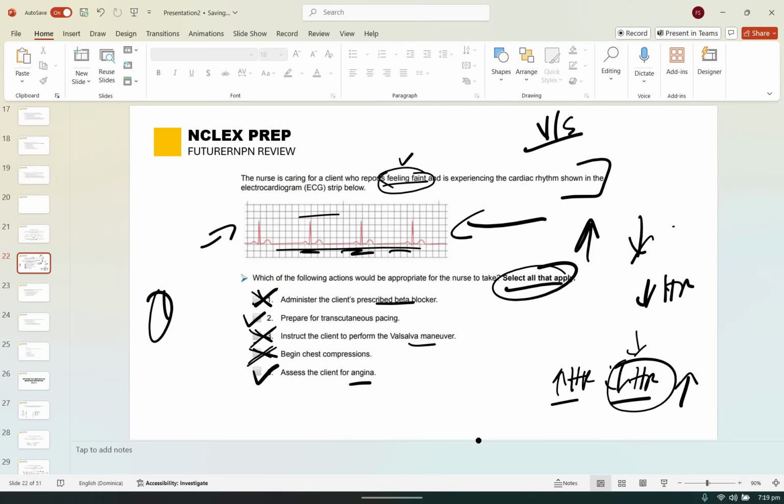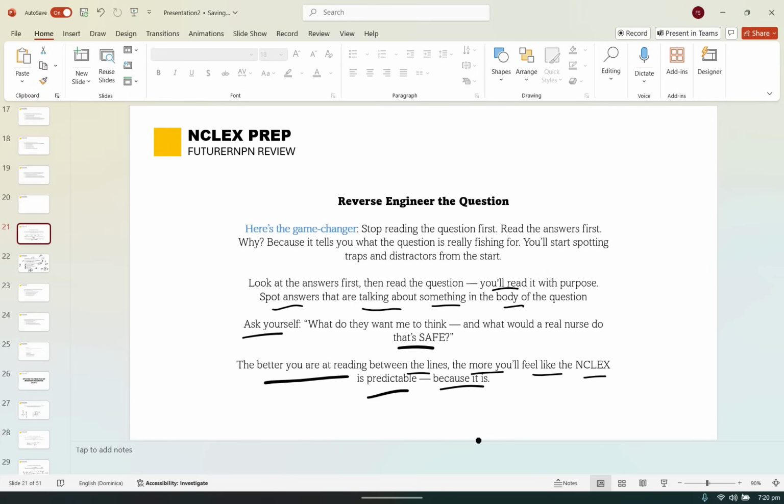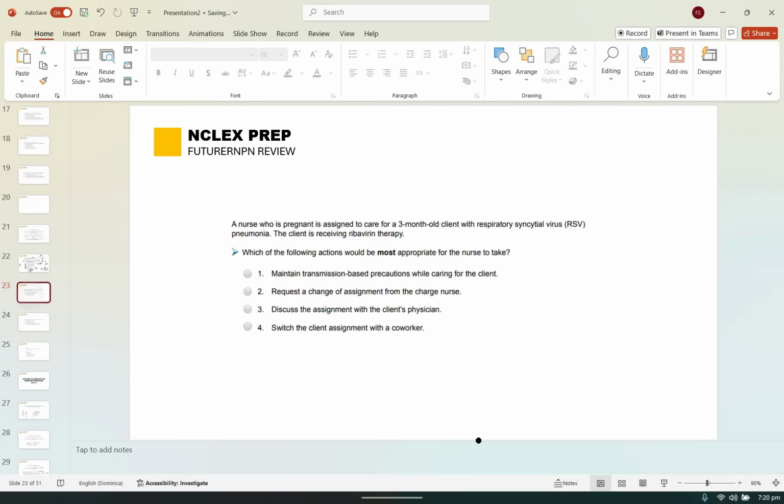But this is me answering the question like I have no knowledge. I can tell you 100% for sure that a patient that is having angina can experience what? Low heart rate. So this answer also is definitely correct. The answer to this question is 2 and 5. You can see how this method is working. We call it what? Reverse engineering the question. You start with the answer and you work your way up to the question.